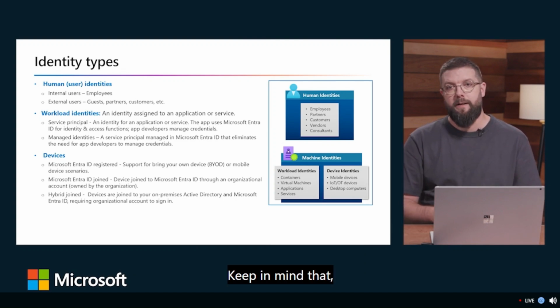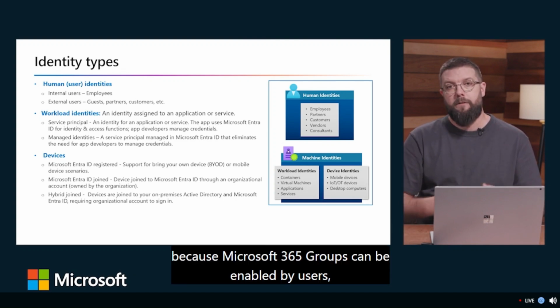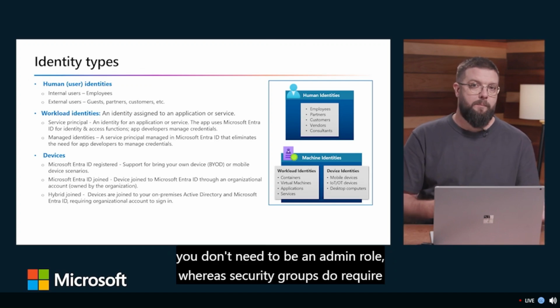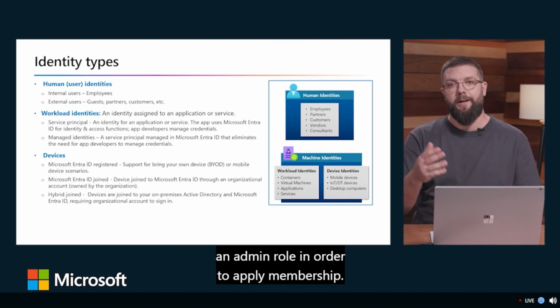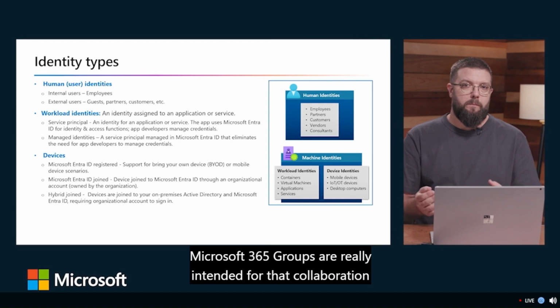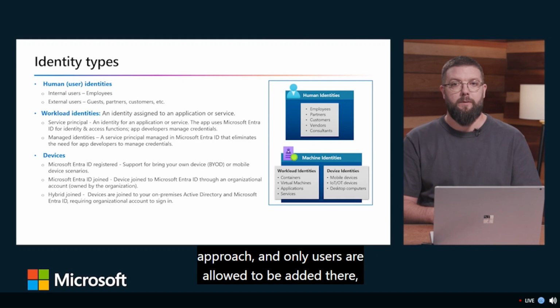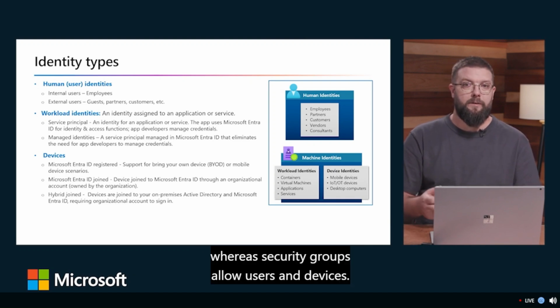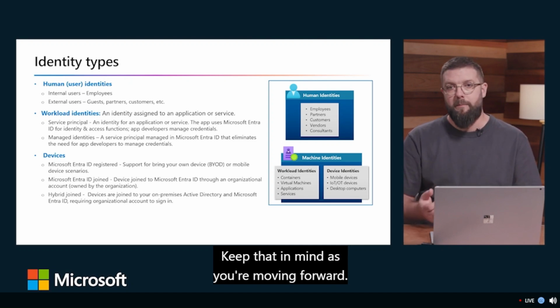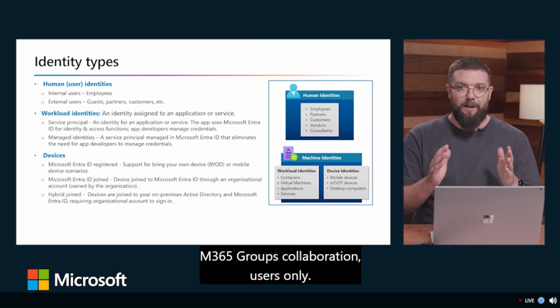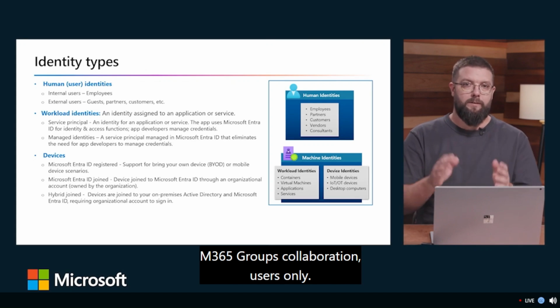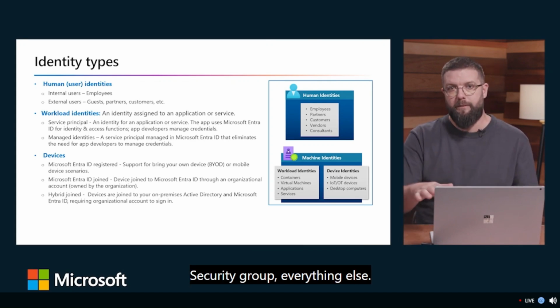And keep in mind that because Microsoft 365 groups can be enabled by users, you don't need an admin role, whereas security groups do require an admin role in order to apply membership. Microsoft 365 groups are really intended for that collaboration approach, and only users are allowed to be added there, whereas security groups allow users and devices. So keep that in mind as you're moving forward. M365 groups: collaboration, users only. Security group: everything else.